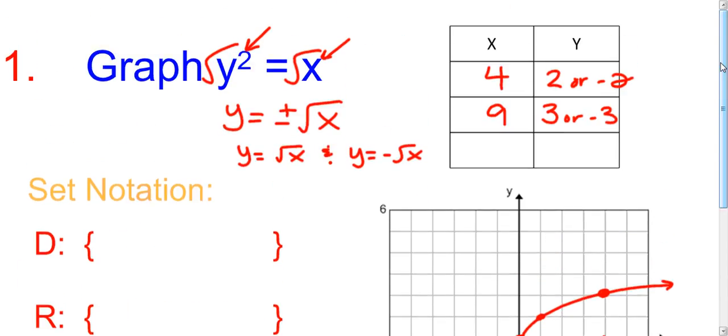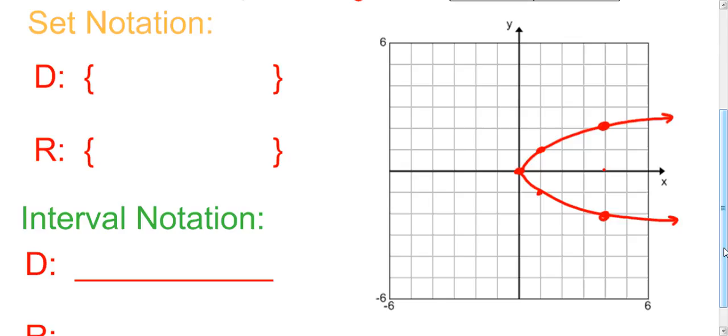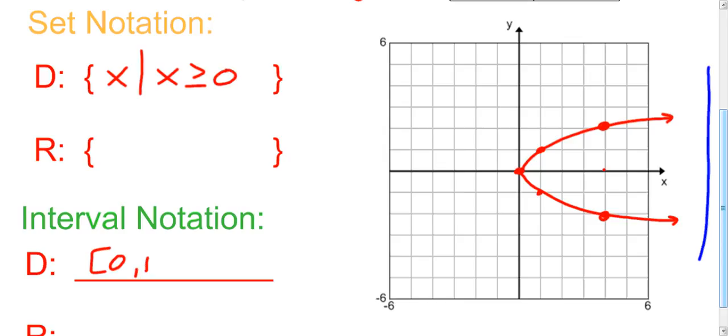You can see that this is actually not a function because it does not pass the vertical line test, but it is the equation right here, okay? So we want to look at what our domain and our range is. Again, domain means you're going to take a vertical line and drag it this way and see where you start touching the graph. So you start touching the graph when your x value is 0, and then you'll touch it all the way over there to positive infinity, okay? So in set notation, it'll look like this, x such that x is greater than or equal to 0. In interval notation, it will go from 0 to positive infinity, okay?